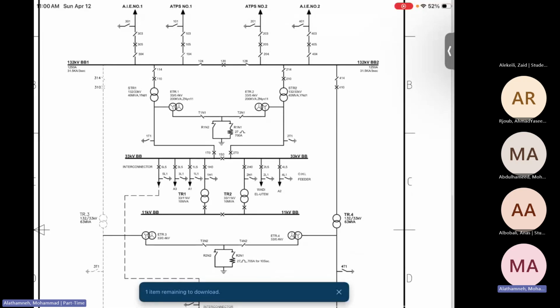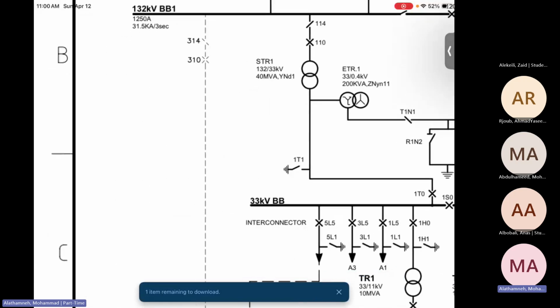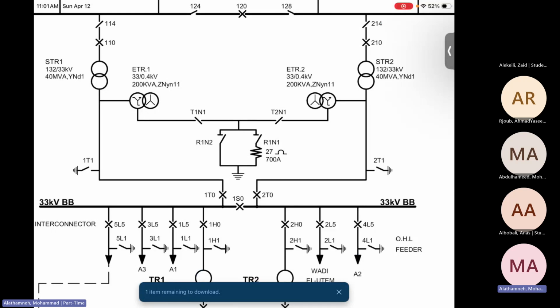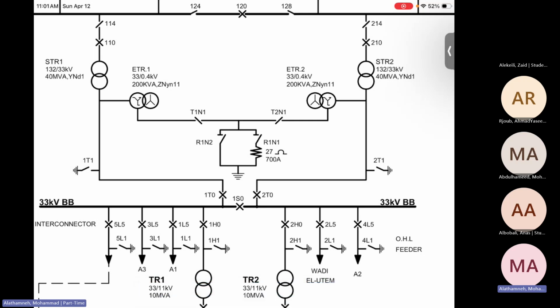In this example, single line diagram, there are two transformers. There's one transformer here and one big transformer here. The point of these two transformers is to have n minus 1. In Jordan, we used to have n minus 1. What does n minus 1 mean? If STR1 is out of service for maintenance, STR2 should take care of the loads. And vice versa, if there is a fault going on.